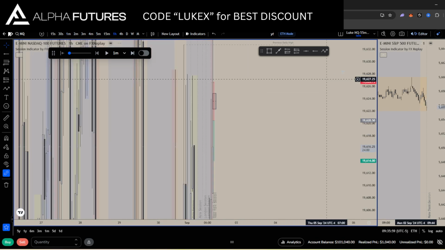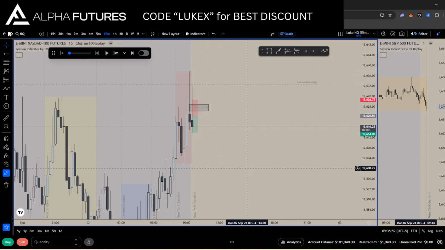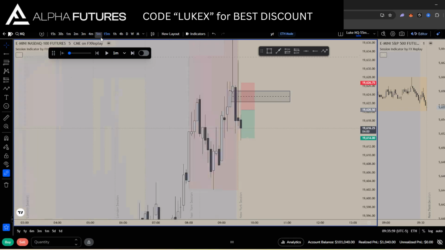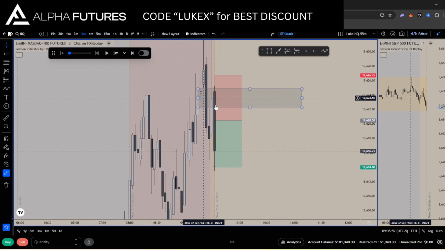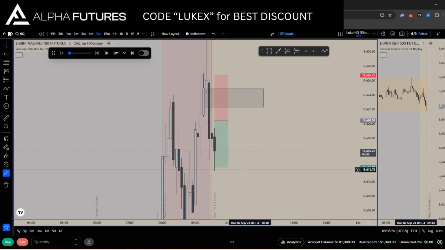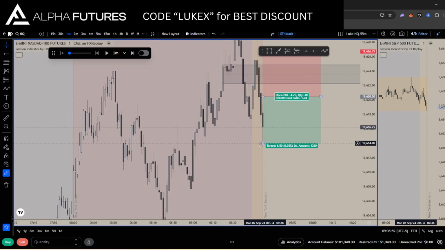Let me go through this really quick. So price came up, took out previous day high, and swept out all these hourly highs right here. And then we had an SMT off the highs. As you can see, price kept rejecting this 3 minute gap right here, and we had a 5 minute unfilled gap right here we could target, and we had low resistance liquidity kind of leading into it.